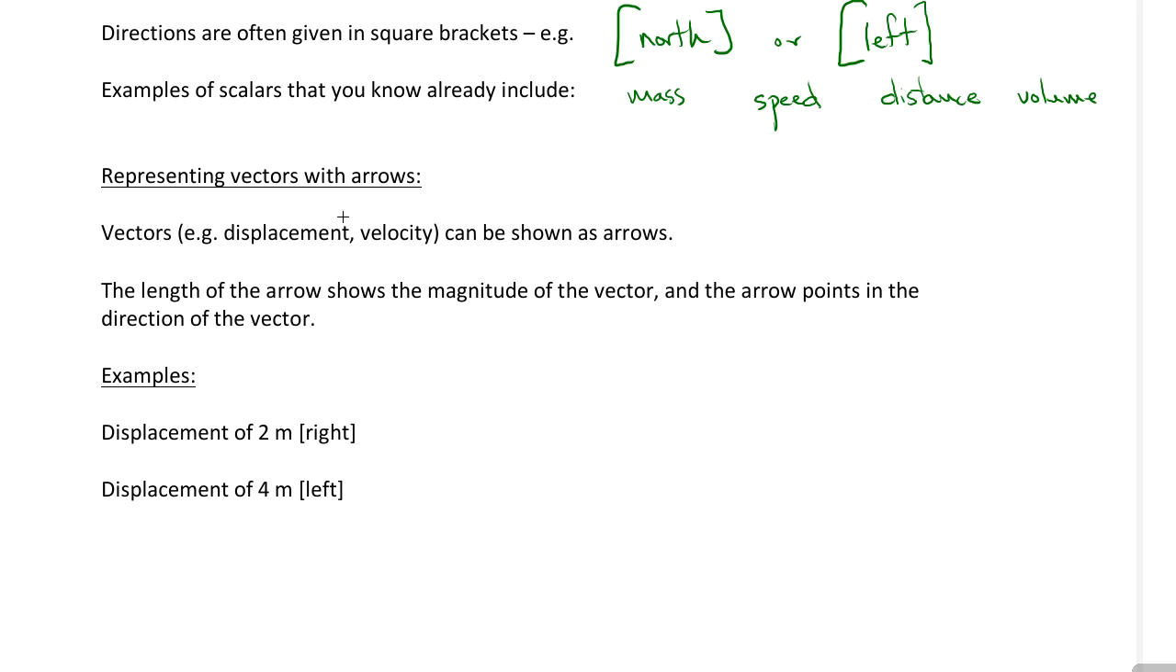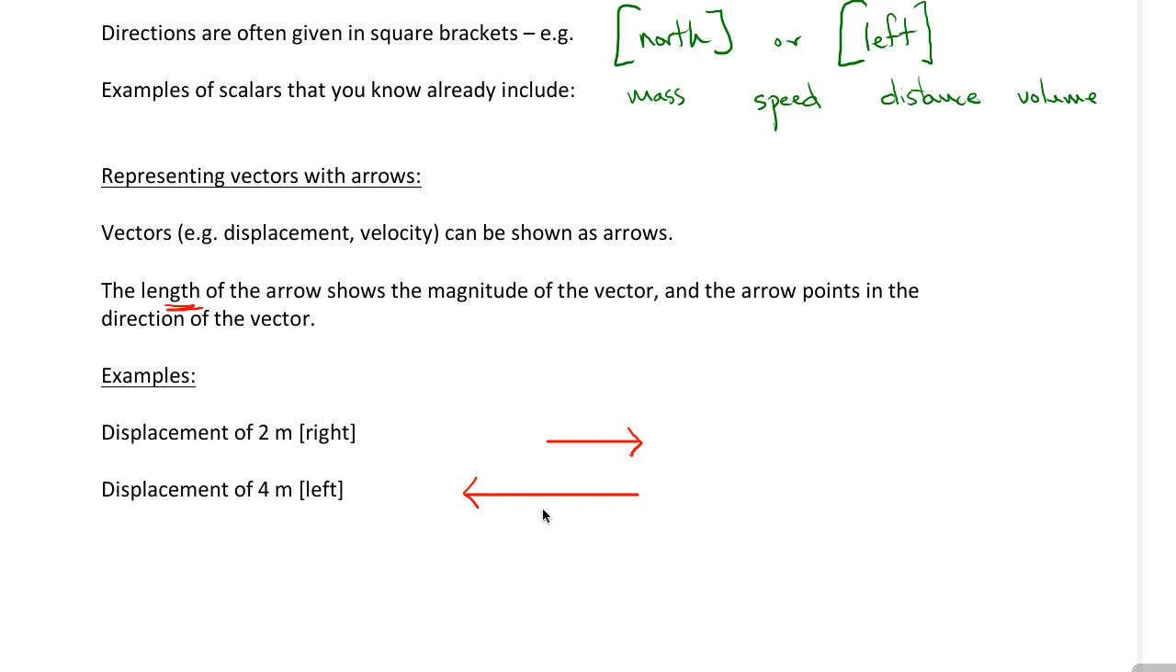And we can represent vectors using arrows, where the length of the arrow is going to show us the size or the magnitude of the vector, and the direction the arrow is pointing is going to be the direction of the vector. For example, this could be a displacement of 2 meters to the right, like that, an arrow like that. Now, if that's 2 meters to the right, then something twice as long would be a displacement of 4 meters. So here's the displacement of 4 meters to the left.